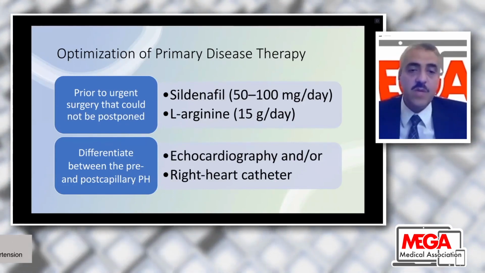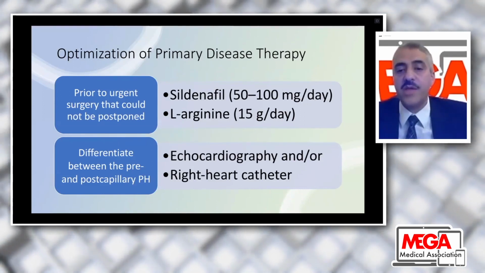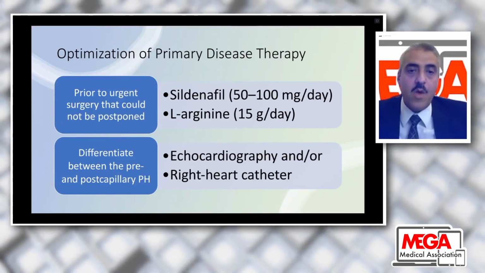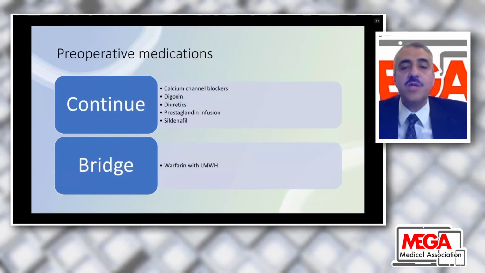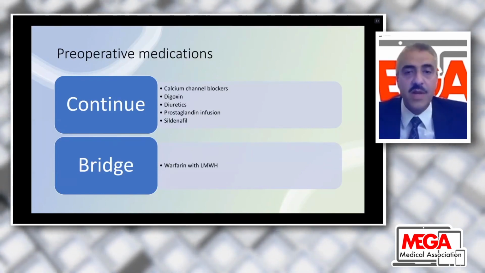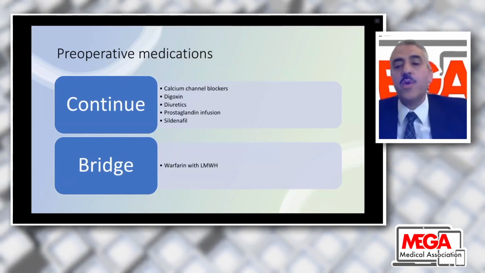At least we can differentiate between the pre and post capillary pulmonary hypertension with the use of echo and right heart catheter. We also need to continue some medication like calcium channel blockers, digoxin, diuretics, prostaglandin infusion, sildenafil. And if the patient is under warfarin, we need to bridge it with low molecular weight heparins.